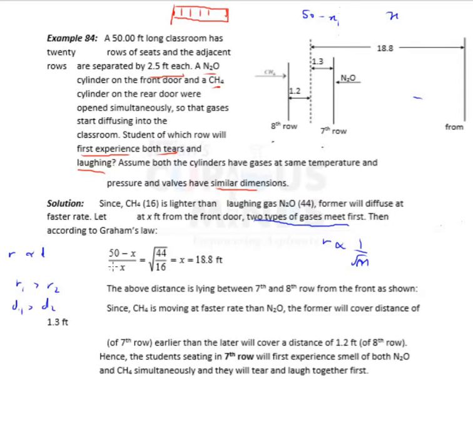So on solving, you get the answer as 50 minus x, the distance covered by CH4, upon x, the distance covered by N2O, is equal to the ratio of molecular weights. So the molecular weight of x goes on top, the other goes at the bottom, so it is an inverse ratio, right? R is 1 upon root M. So x is N2O, so it is 44 and this is CH4, 16. So you know how to find the molecular weight, I hope. So root of 44 upon 16, so x comes at 18.8 feet. So 18.8 feet is the distance traveled by N2O. This is less, right? Because the distance traveled by the other is 50 minus 18.8, which is approximately equal to 31.2.